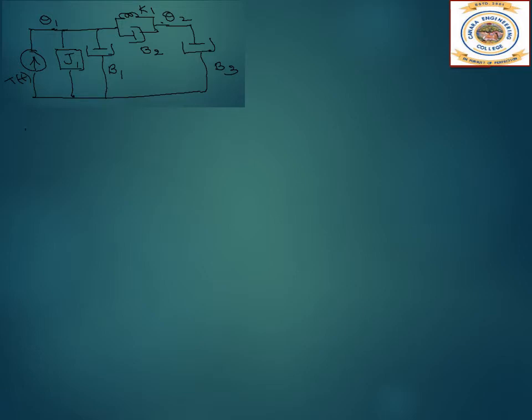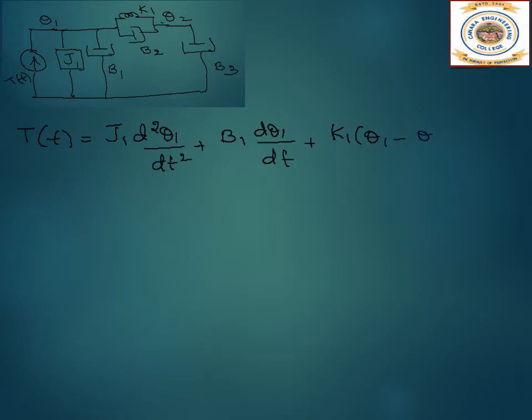So first is for theta 1. So input we have T of t. Then we have J1 d square theta 1 by dt square plus B1 d theta 1 by dt plus K1 and B2 are between theta 1 and theta 2. So K1 into theta 1 minus theta 2 plus B2 into d theta 1 by dt minus d theta 2 by dt. This is equation 1. Coming to node theta 2, 0 equal to, there is no torque there.